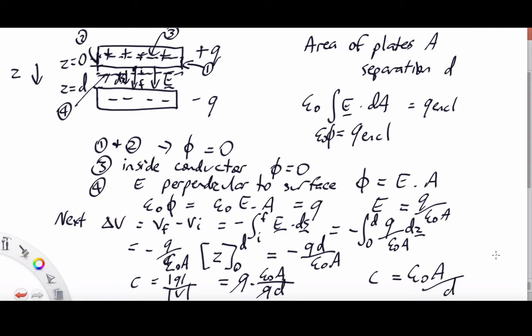So the bigger the area of the plates, the bigger the capacitance will be, and also the smaller the separation of the plates, the bigger the capacitance will be.